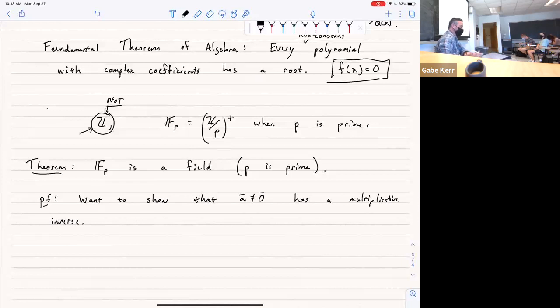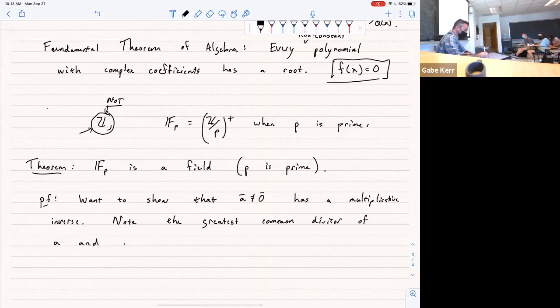Well, tell me something about A and P. So note, the greatest common divisor here, I'm choosing a representative of my congruence class, so A, just A. The gcd of A and P is, drum roll please. Nice, 1. Very good. You guys are amazing.